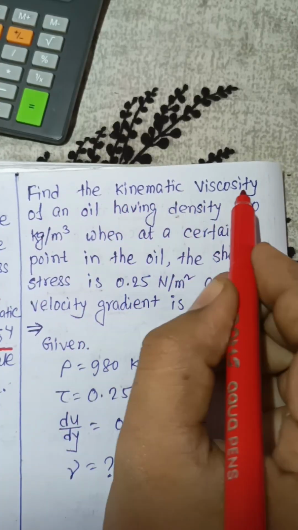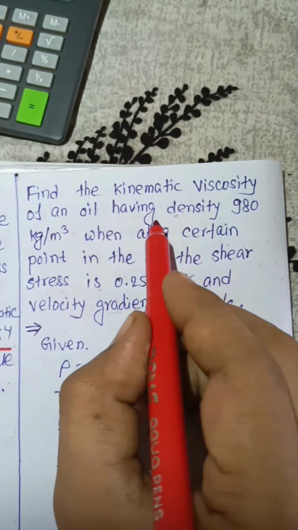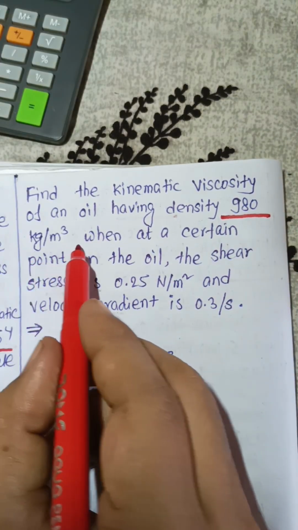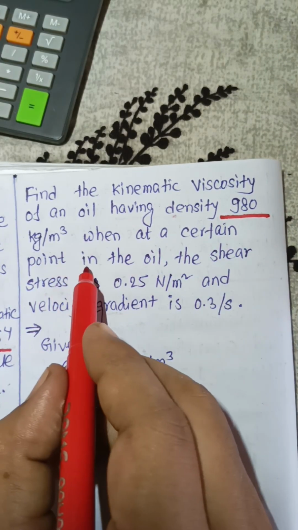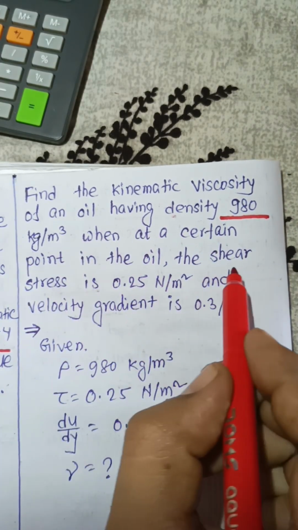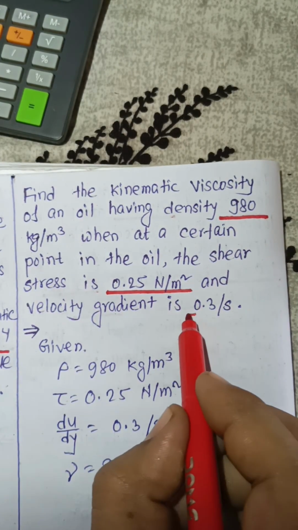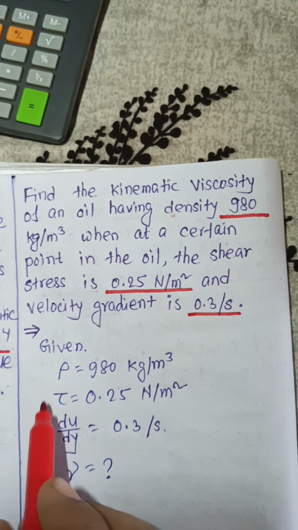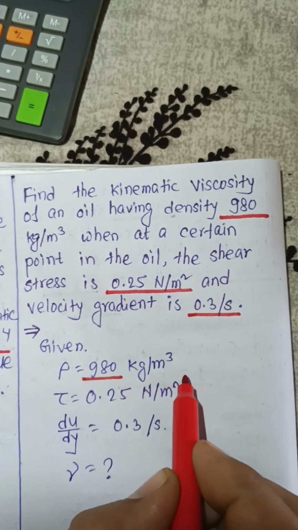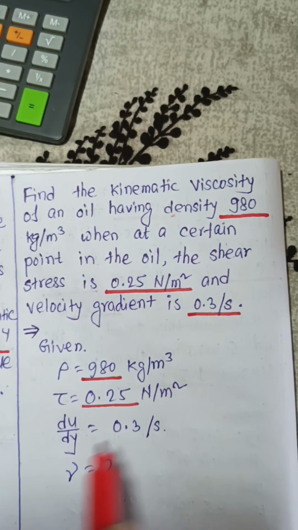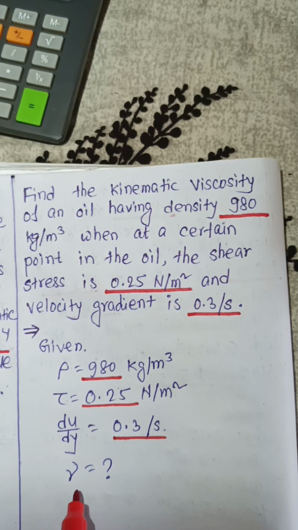Find the kinematic viscosity of an oil having density 980 kg per meter cube, when at a certain point in the oil the shear stress is 0.25 Newton per meter square and the velocity gradient is 0.3 per second. So what is given in this question? rho is equal to 980 kg per meter cube, shear stress is 0.25 Newton per meter square, velocity gradient 0.3 per second. So you have to calculate nu.